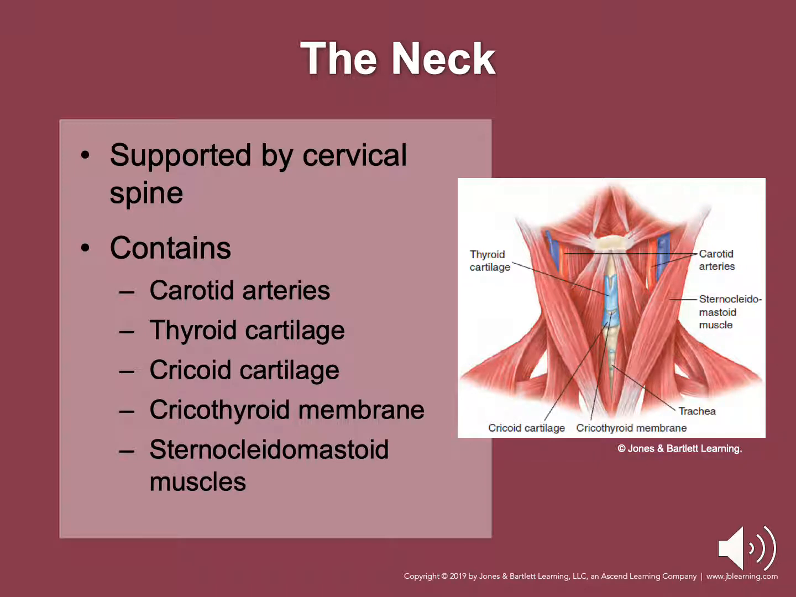The spinal column is the central supporting structure of the body. It's divided into 5 sections: your cervical, your thoracic, your lumbar, your sacrum, and coccyx.